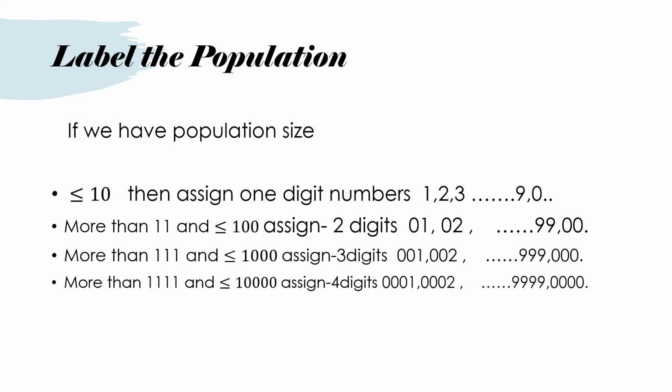If that population consists of members less than or equal to 10, then assign just a single digit to them, say 1, 2, 3, etc. up to 0. If you have more than 10 and less than 100, then you assign 2 digits like this, and similarly 3 digits, or 4 digits.